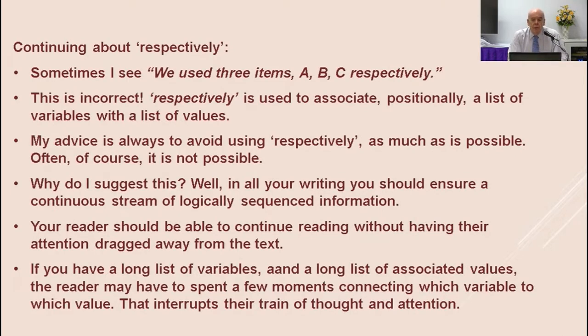My advice is always to avoid using respectively as much as is possible, and often, of course, it is not possible. So why do I suggest this? Well, in your writing, you should ensure a continuous stream of logically sequenced information. Your reader should be able to continue reading without having their attention dragged away from the text. If you have a long list of variables and a long list of associated values, the reader may have to spend a few moments connecting which variable to which value. That interrupts the train of thought and attention, something you do not want to do.